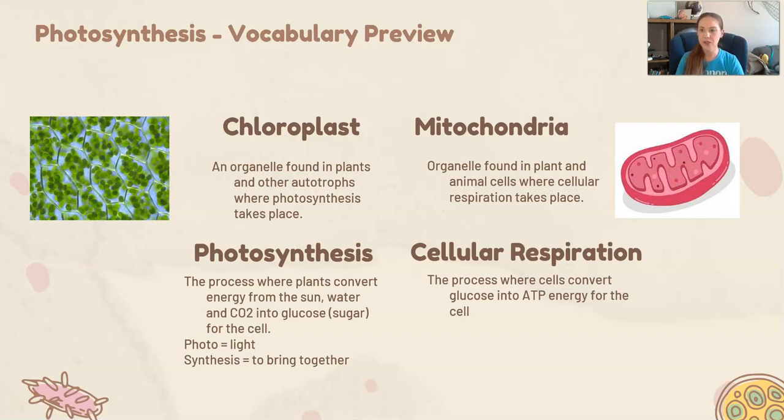Okay, we're also going to talk a little bit about cellular respiration. Cellular respiration is the process where cells convert that glucose, that sugar, into energy that the cell can actually use, and this is called ATP. ATP is the energy that the cell can use. Okay, cellular respiration happens in the mitochondria. So remember, photosynthesis happens in the chloroplast, cellular respiration happens in the mitochondria.